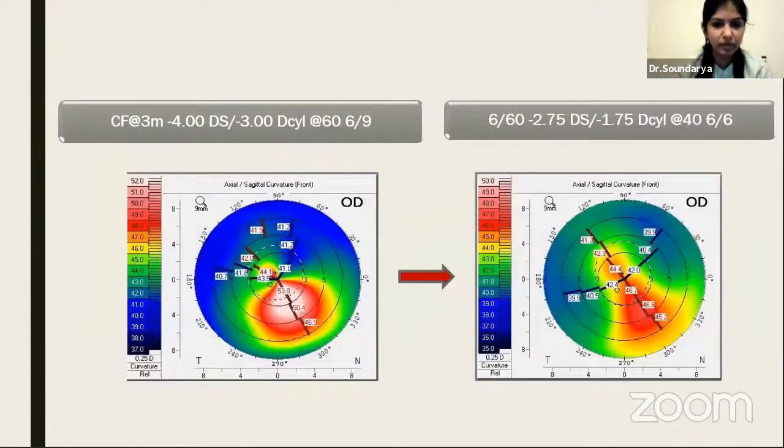This is the post-operative image of the same patient, where the BCVA and the UCVA have improved well, and there's a very good debulking of both spherical and cylindrical errors.